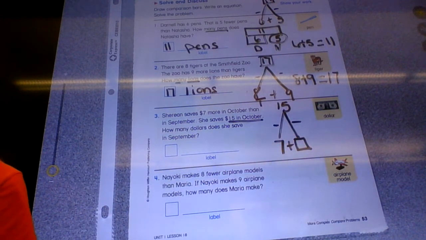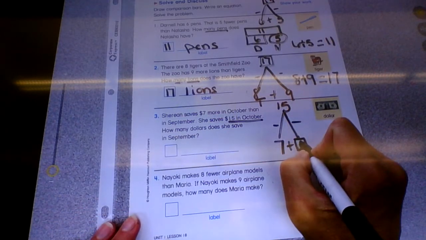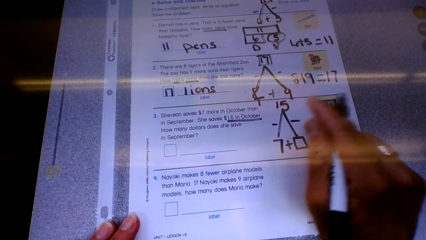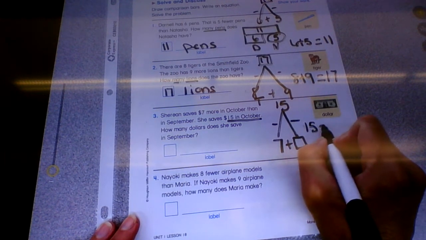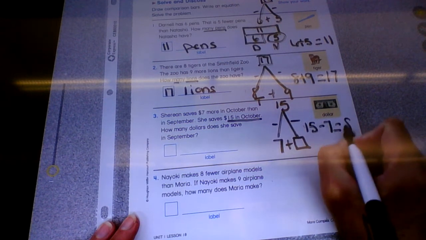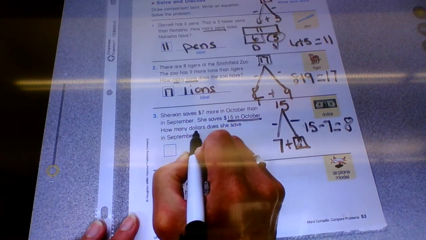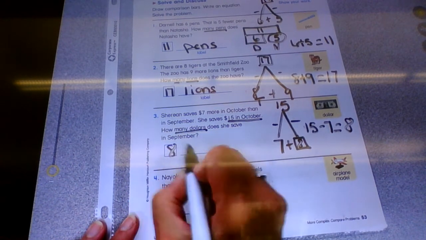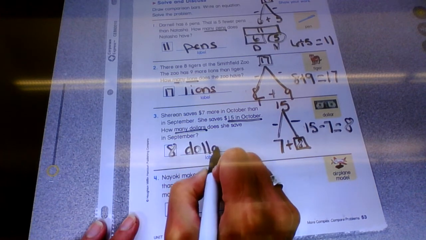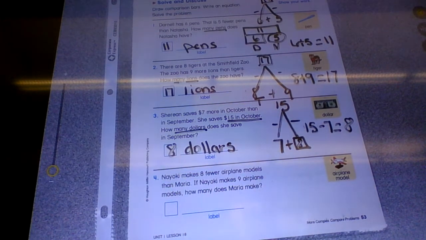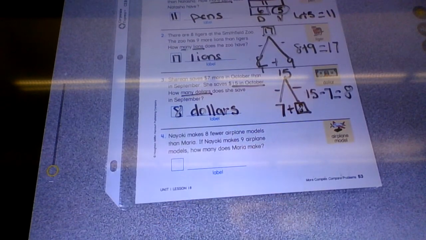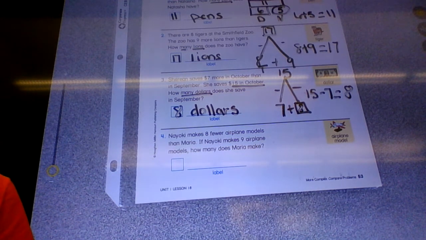Okay, so 7 plus 8. So we're going to make an equation. So the equation is 15 minus 7, and the answer will be 8. Okay, so it says how many dollars? $8. Okay, last one together, and then the backside you can do on your own. And we can check the answers tomorrow if you would like.